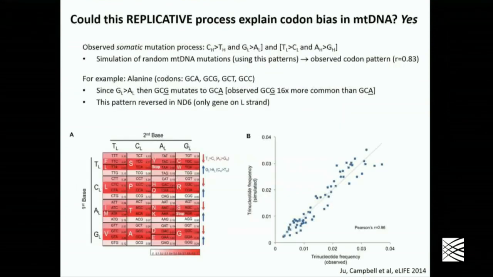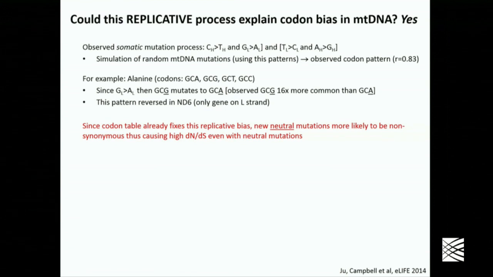And they then asked a really neat question: well, this is happening in somatic mutations in cancer. Could this have also shaped the evolution of the mitochondrial genome over evolutionary timescales? And they showed that yes, in fact, it does. If you look at the codon table, it has been shaped by this. So of all the C to Ts that you could have, most of them have already been mutated from C to T, and so you don't see those as often anymore in our human genome. So the codon table already fixes this replicative bias.